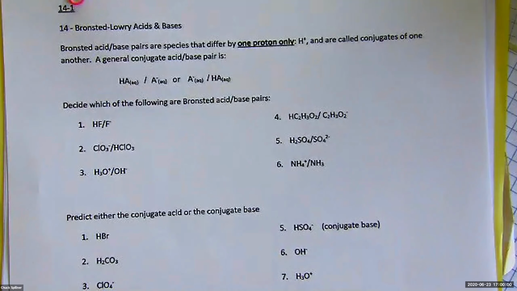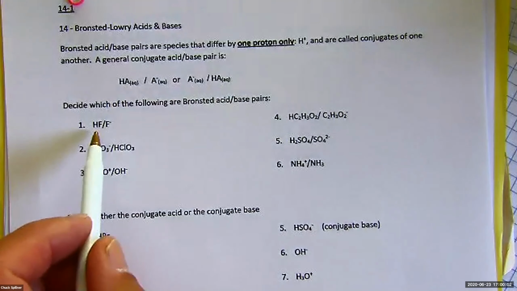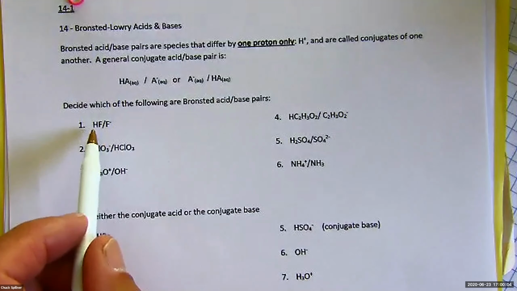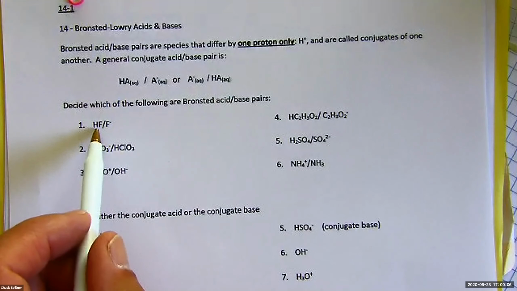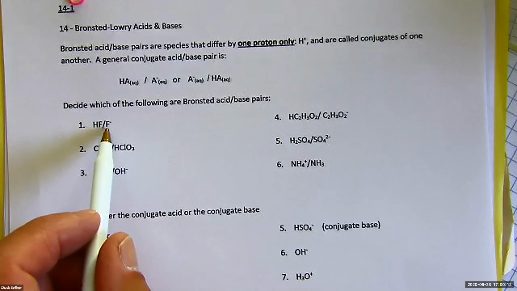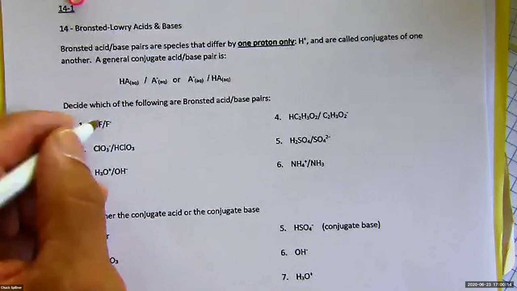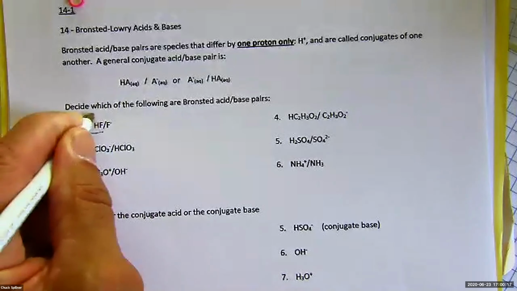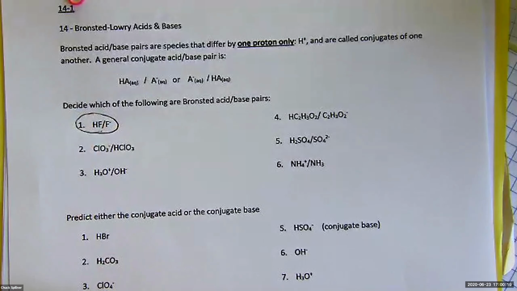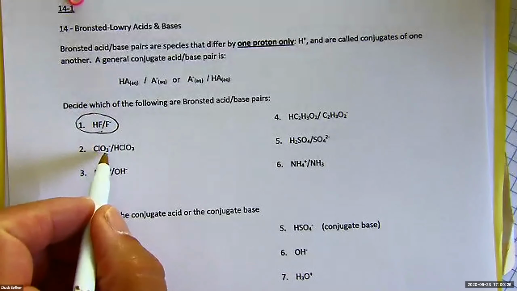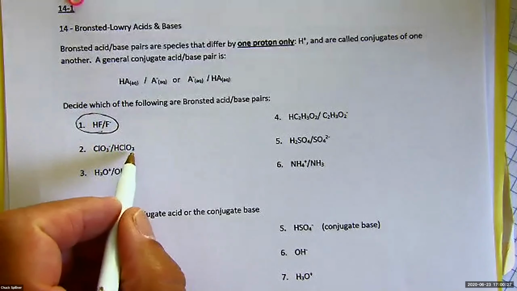So let's look at these. Number one, we have HF and F minus. Well, it looks like if HF loses the hydrogen ion, what's going to be left is the F minus. So this works. So HF and F minus is a conjugate acid-base pair. How about this one, ClO3 minus and HClO3?